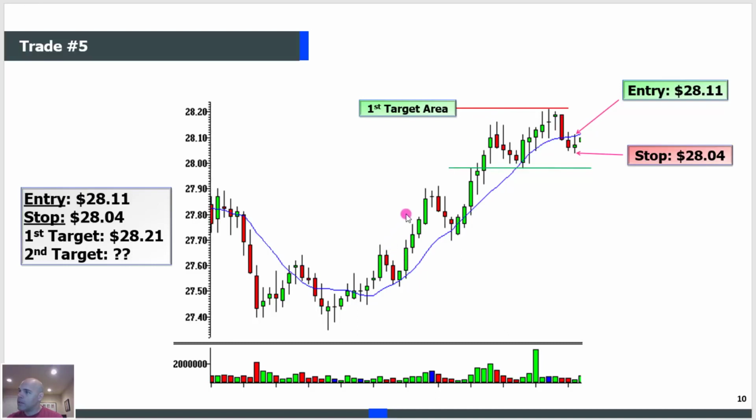Okay, see the distance from here to here? Nice. Distance from here to here? Nice. What's the distance from here to here? Like a nickel? What does this tell us? When a stock puts in what I call a weak new high, that's what I call this, a weak new high. What does this tell us?